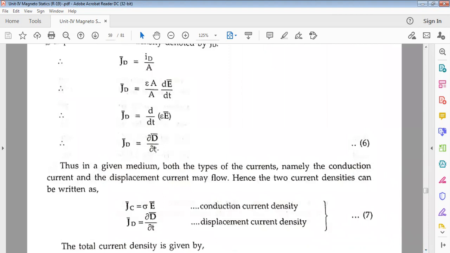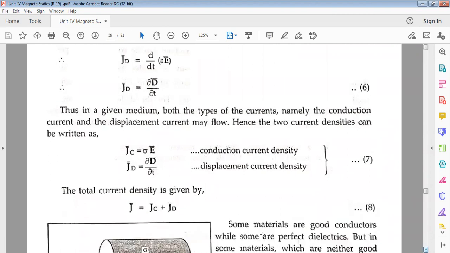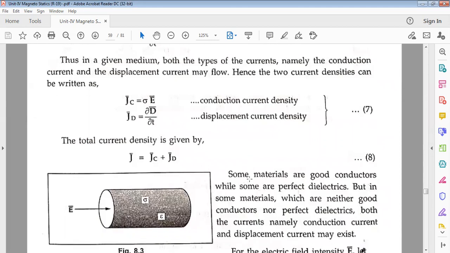JD is equal to ∂D̄/∂t. Thus, in a given medium, both types of currents, namely conduction current and displacement current, may flow. Hence, the two current densities can be written as JC = σĒ, the conduction current density, and JD = ∂D̄/∂t, the displacement current density. The total current density is given by J = JC + JD.